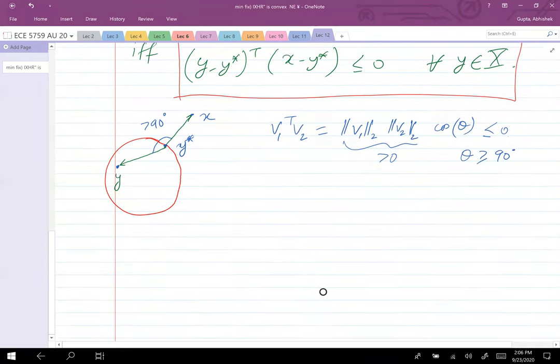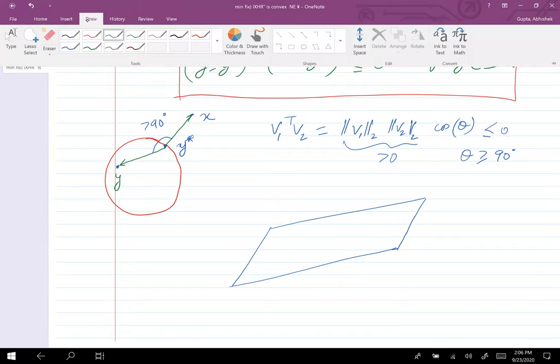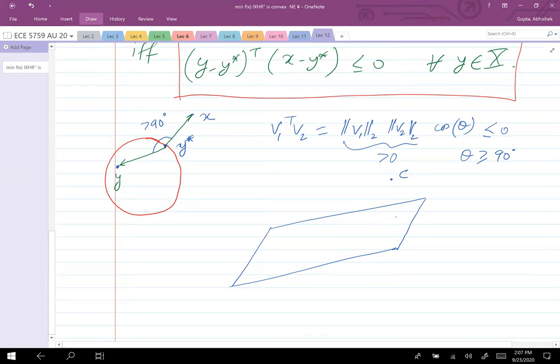Let's look at the second example, which was the hyperplane example. So this is the hyperplane. This was C. This was C plus. This is some point y. So let me use y star here. So C minus y star would be this. Y minus y star would be this. What's the inner product between C minus y star and y minus y star in this case?